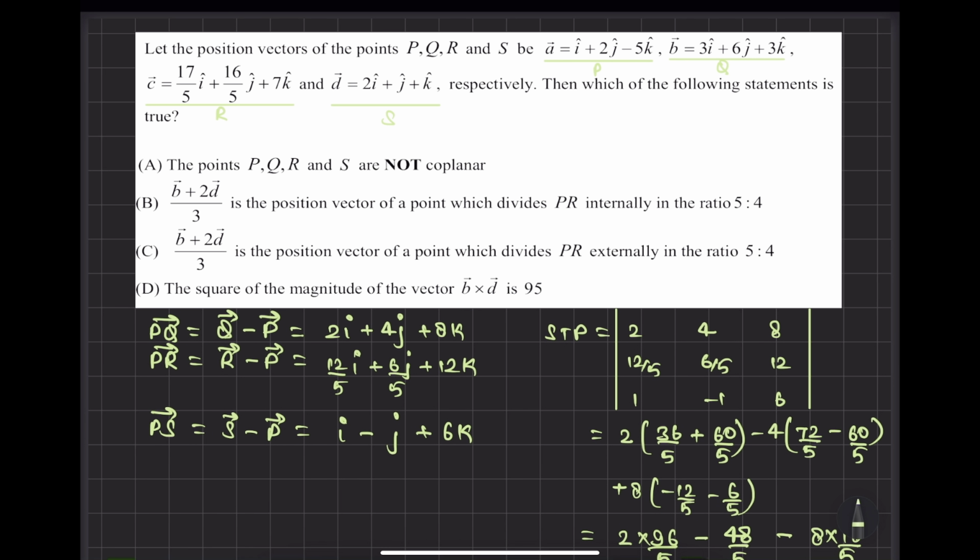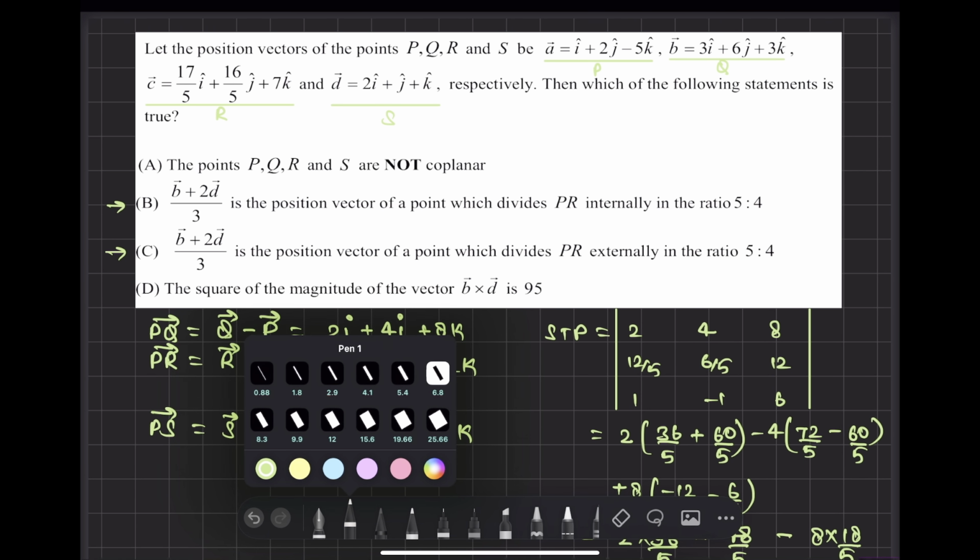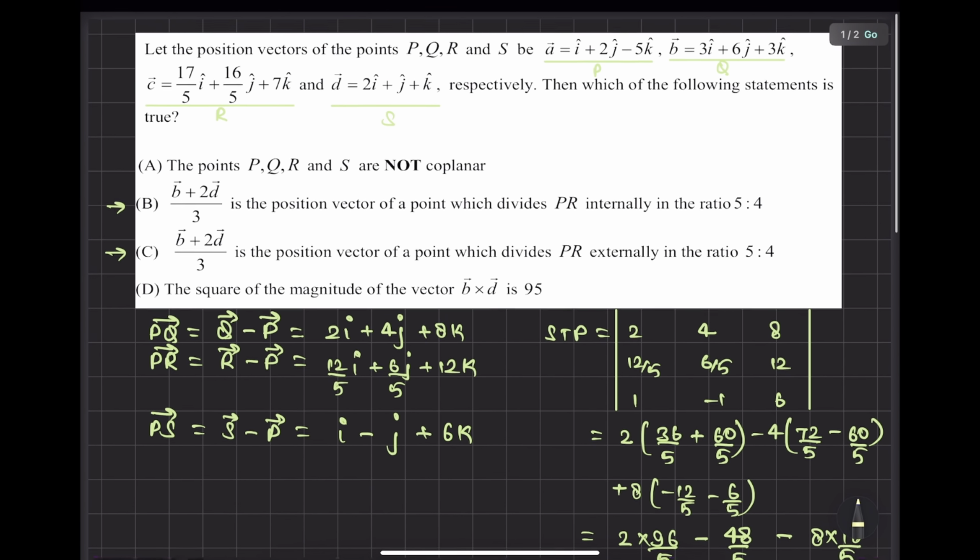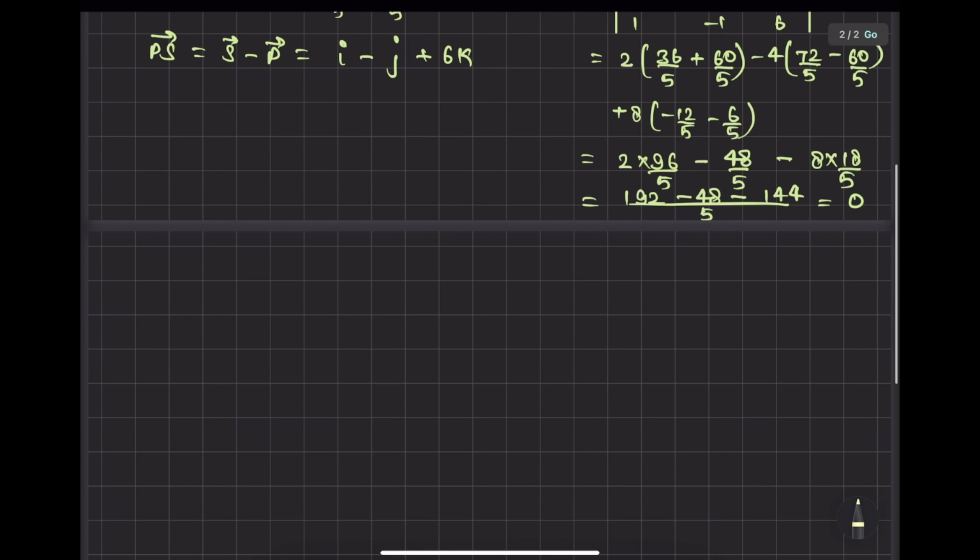Now, so they are saying that now go with options B and C. It is both the same. So you have to find out this is the position vector of the point which divides P and R in the ratio 5 is to 4 or 4 is to 5. This is talking about internally or externally. Okay, so you have to find out the ratio. So look at this how we will approach.